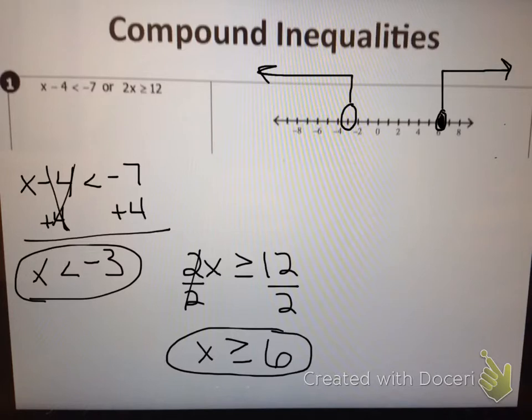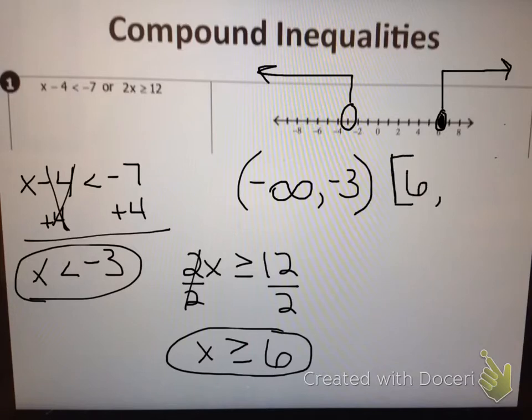Now for the interval notation, this is really important that we get this right. Since our first graph is pointing to the left, we are going to negative infinity. We started at negative 3, and we didn't include the negative 3, so we have to put a parenthesis around it. That's how we would answer the first part of the graph. The second part starts at positive 6, and we include it, so it's a bracket, and we are going to positive infinity.